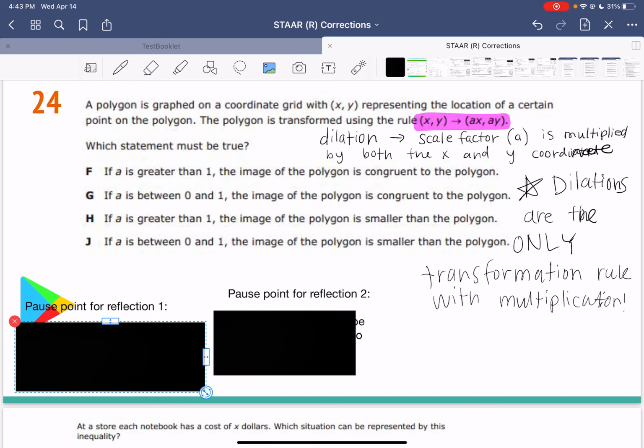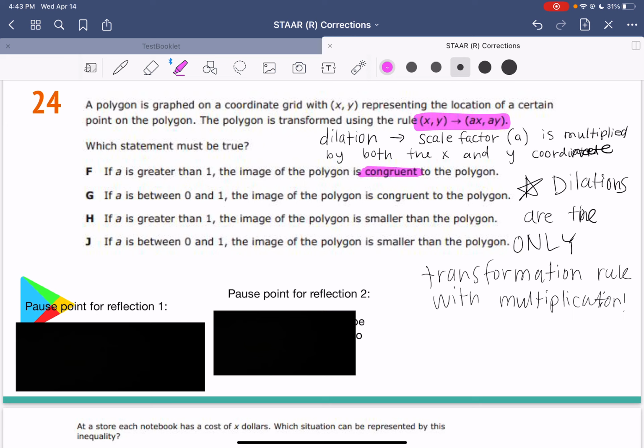All right, and now we're going to go ahead and look at our answer choices. So if a is greater than 1, the image of the polygon is congruent to the polygon. Okay, so here's where we have a word that maybe you got stumped on.